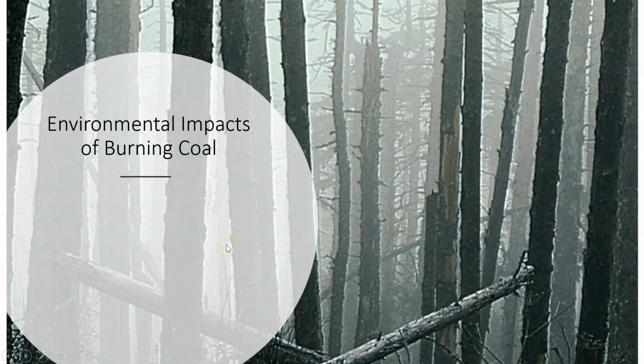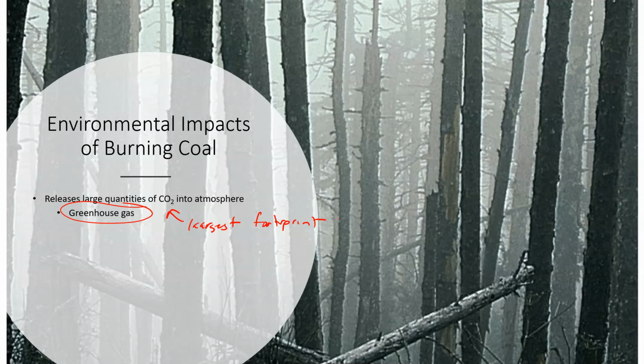All right. And then, of course, once we've taken the coal out of the ground and we burn it, there are impacts to the burning of the coal. As mentioned back on one of the earlier slides, burning coal releases large amounts of carbon dioxide into the atmosphere. Carbon dioxide is a really important greenhouse gas, and we'll talk about that greenhouse effect a little later. But of all of the fossil fuels, coal, oil, and natural gas, coal has the largest footprint in terms of the amount of carbon dioxide produced for the amount of energy that we get out of it.